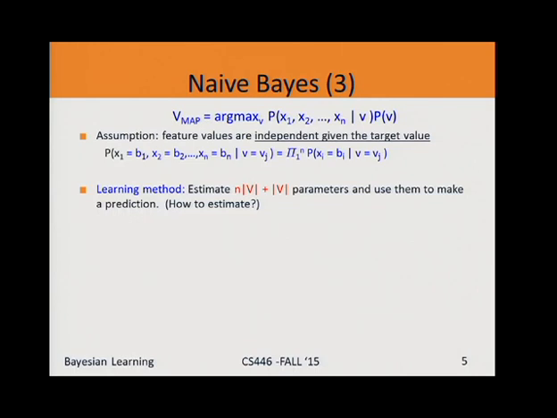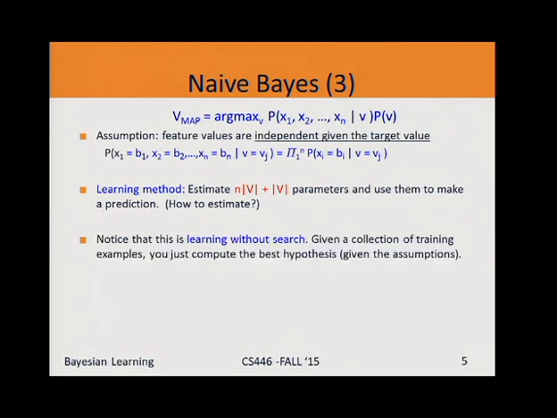So that's naive Bayes, right? Questions? As I said, really an important algorithm, and one of the things we said toward the end of the last time is that it's different than all the algorithms that we talked about so far because it's really learning without search, right? We don't check for consistency. We just believe the assumptions. And under these assumptions, we basically estimate these parameters from the data. That's it.